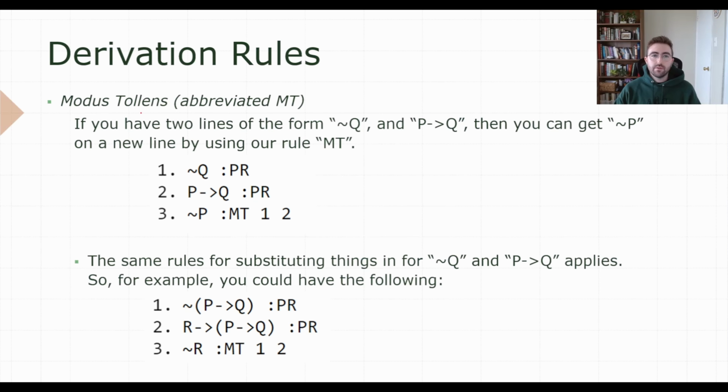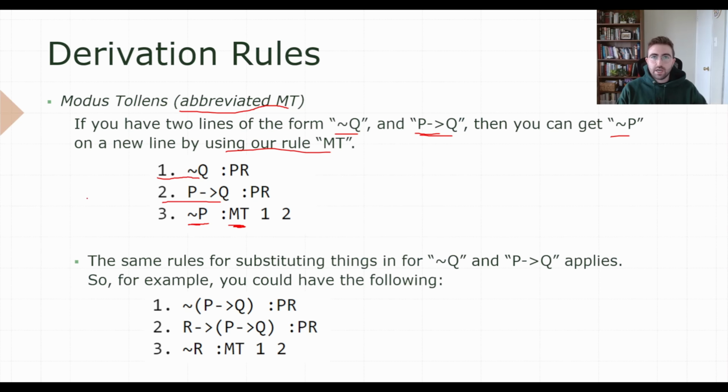So modus tollens, or MT as we'll call it. If you have a line of the form not Q and you have another line of the form if P then Q, then you can get not P on a new line by using our new rule MT, modus tollens. So you see here on one line we have not Q, on another line we have if P then Q, and so using our rule MT, we can get this line not P. Great.